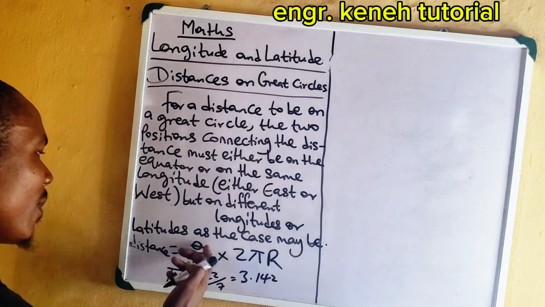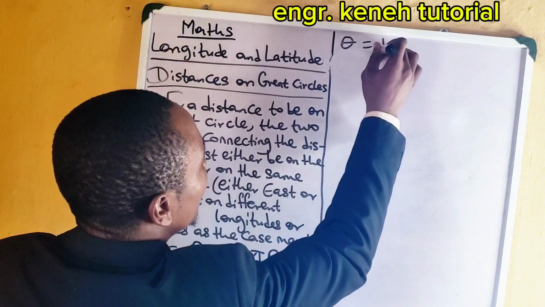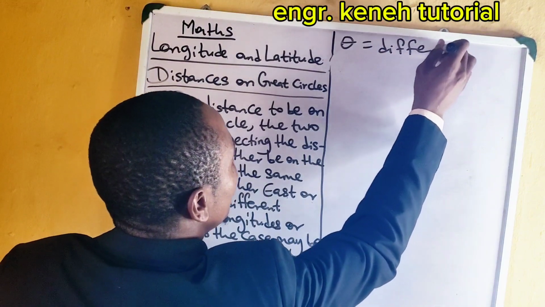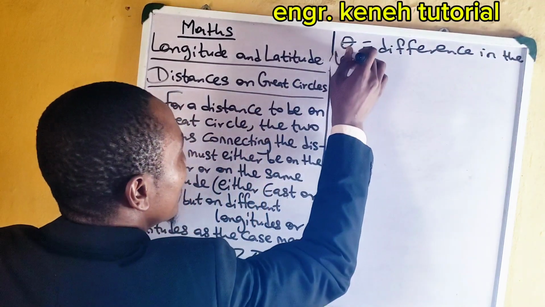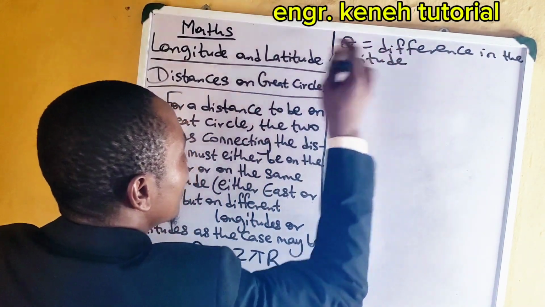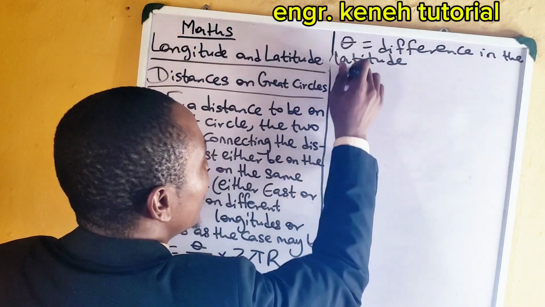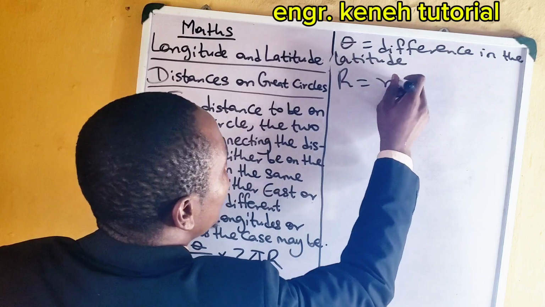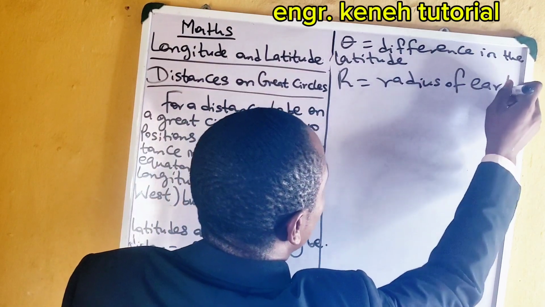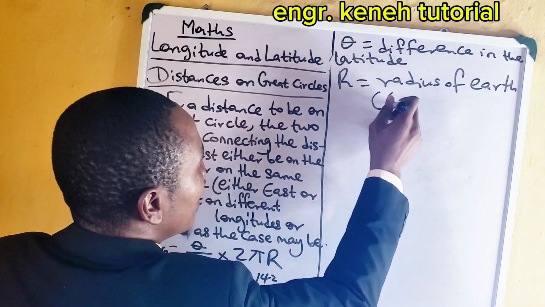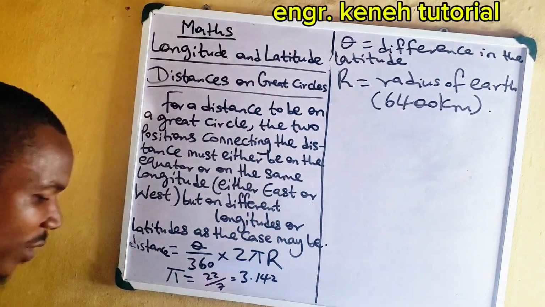What about the theta? The theta we have here is the difference in the latitude. Then what about the capital letter R? We use capital R to denote the radius of the earth, which is given to us as 6,400 kilometers. It's a constant.